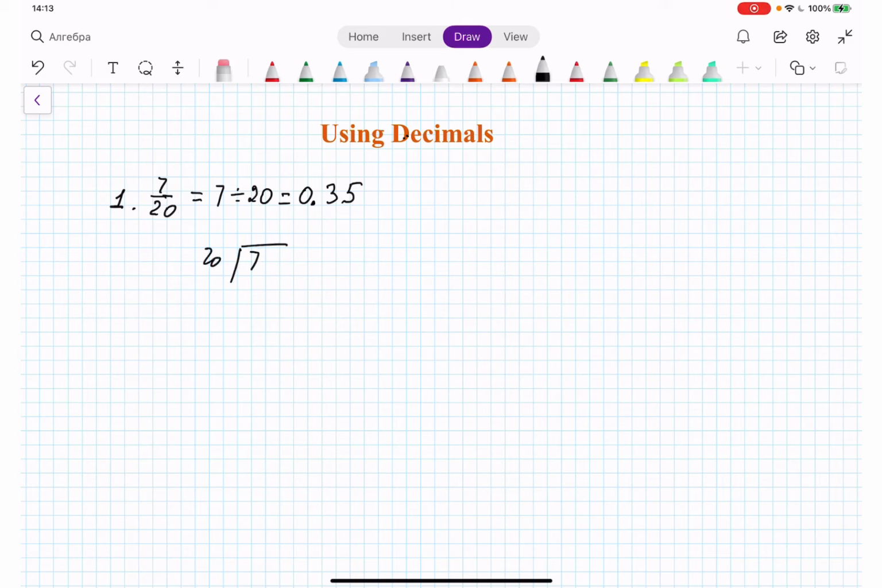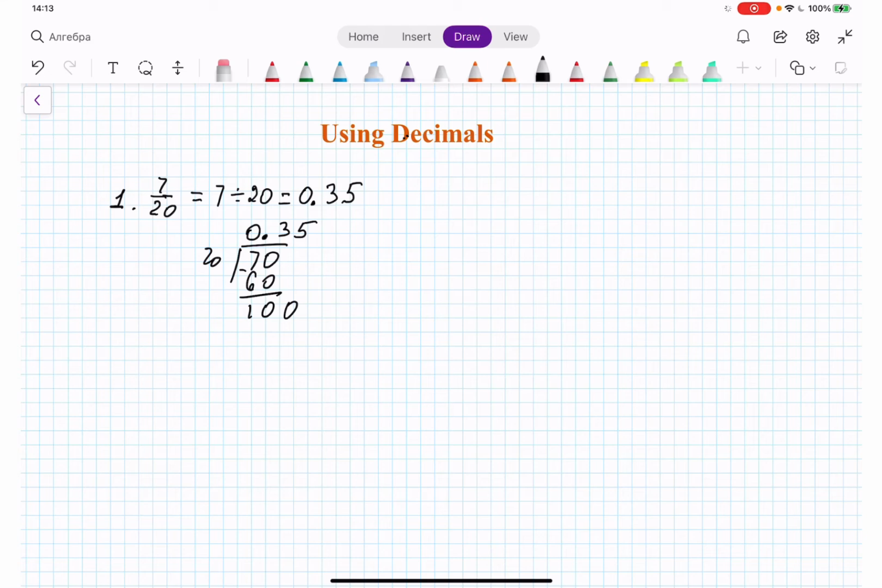7 divided by 20 is 0, right? Whole, point, adding 0. 70 divided by 20 is 3. 3 times 20 is 60. Remainder is 10. Adding another 0. 100 divided by 20 is 5. Okay? Next question.